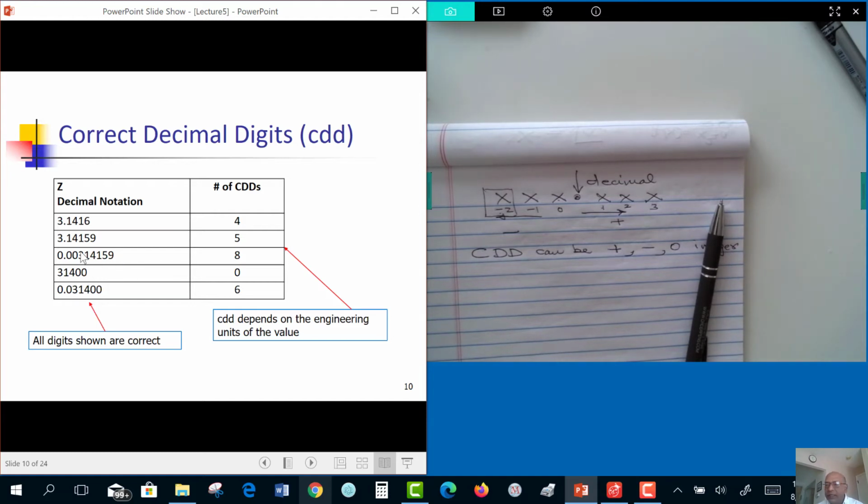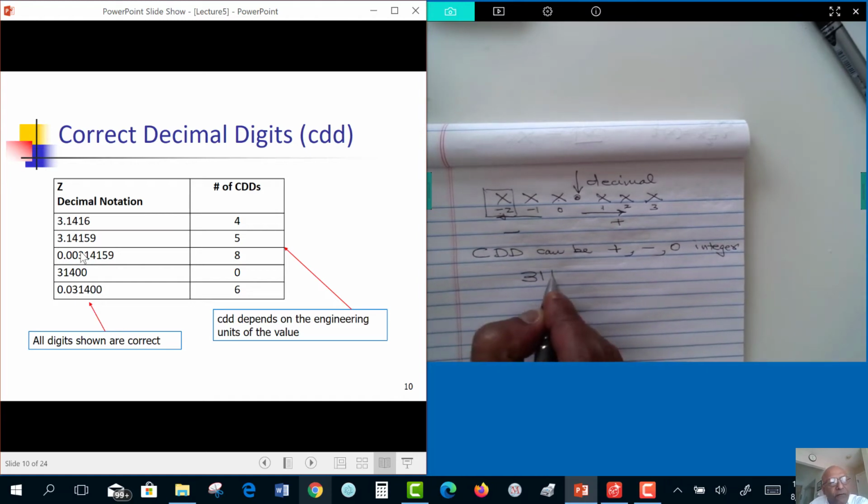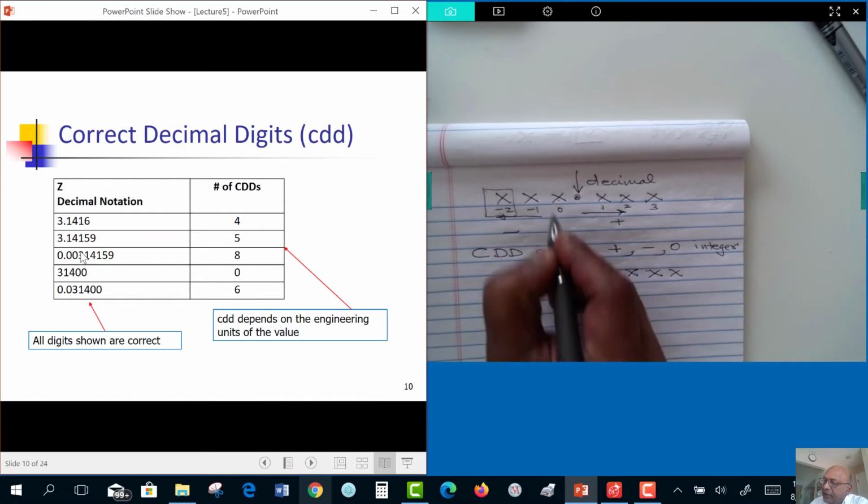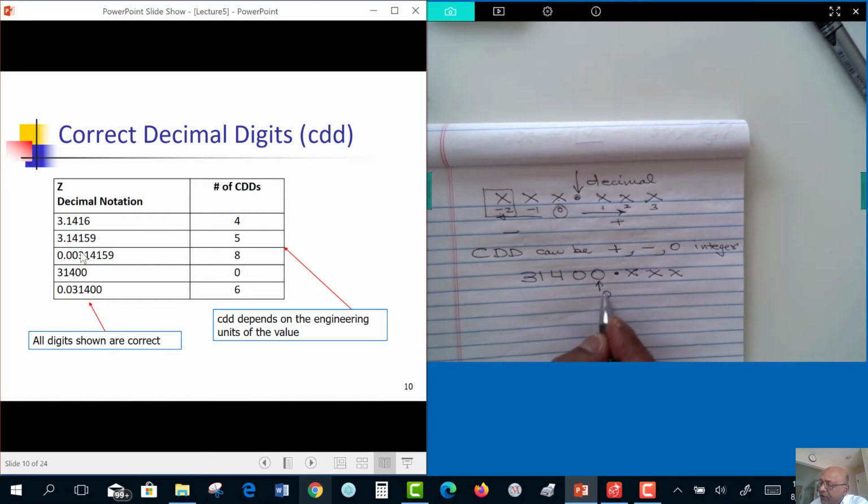Here, imagine as if you have a dot. So you have 31400 dot XXX. So notice this digit is correct. So we count that as 0 digit. So we say CDD is equal to 0 because this digit is correct. So here is another example, 031400. So we get 6.